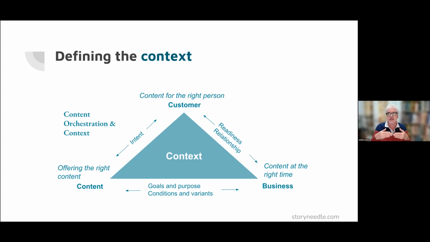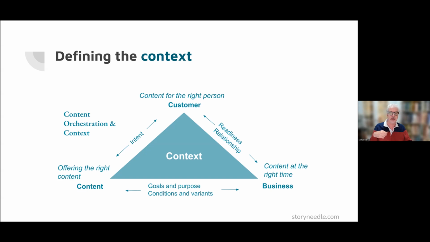And this is about finding an agreement with the intent of the customer and the intent of the content. Now, this is where most people stop. They think about, okay, if we can match the right content and the right customer, we're done. But there's actually another side to this triangle, and that's the business. Because we need to think about what the business can do to satisfy the customer. They need to be ready to give the customer what they need. So we need to think about that relationship between the business and the customer.